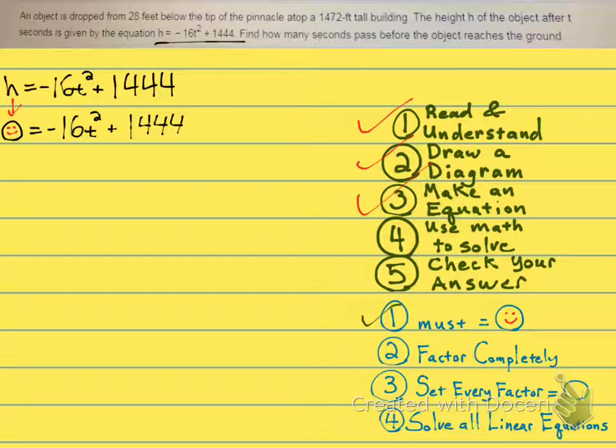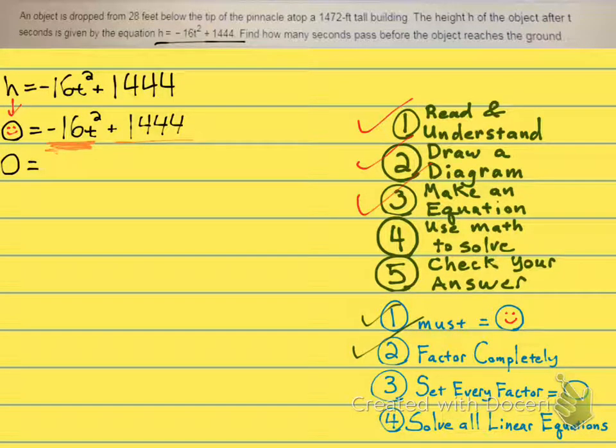Step 2, factor completely. Okay, let's go ahead and factor it. Greatest common factor. Do I have a greatest common factor here with negative 16t squared and 1,444? Well, I can't take a t out. Can I take a number out? Yeah, I could take out a 2. I know they're both even. I know 2 goes into them. But we're going to try a bigger number. We're going to try maybe 4 or 8 or 16.